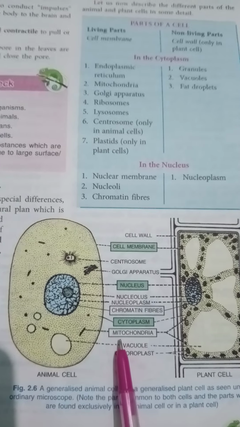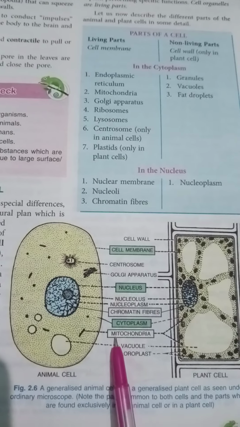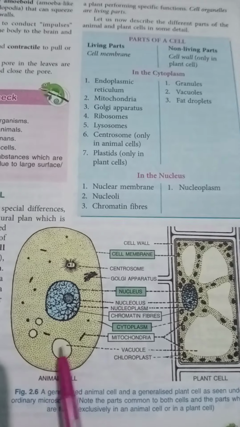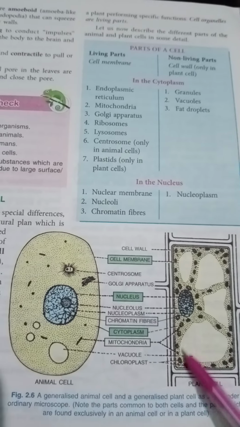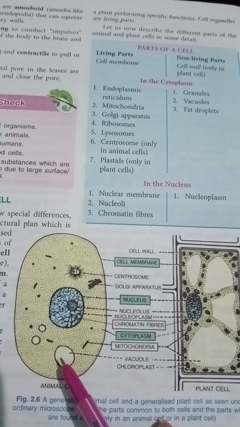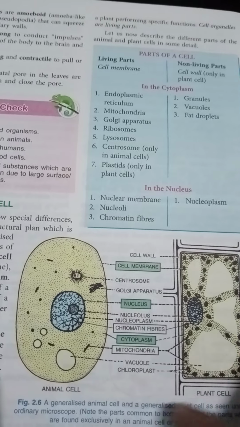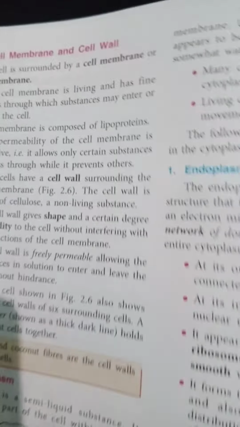Mitochondria is the powerhouse of the cell. Why is it called the powerhouse of the cell? Because it produces ATP, that is adenosine triphosphate. And vacuole is present where? In the animal and the plant cells. And in plant cells, vacuole is large and prominent, whereas in animal cells, vacuole is smaller as compared to the plant cells. Cell membrane and cell wall. So we will study these organelles in detail now.